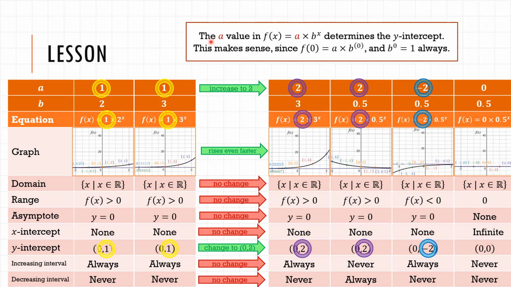So that makes sense. The a value in f(x) = a times b to the power of x tells you exactly what the y-intercept is. And that, of course, makes sense. The y-intercept always happens when x is 0, and f(0) will always turn the power into 1. And then we'll just be multiplying 1 times a, which is just a.